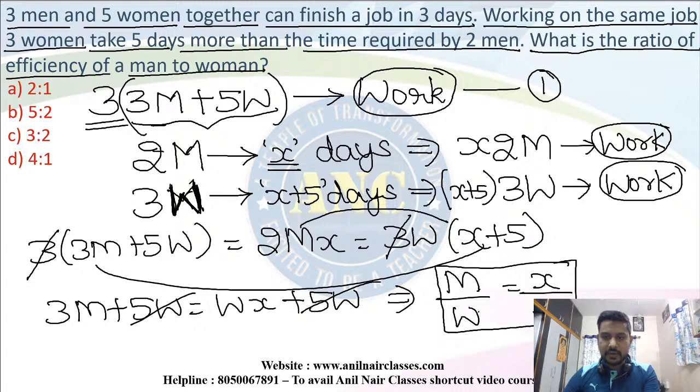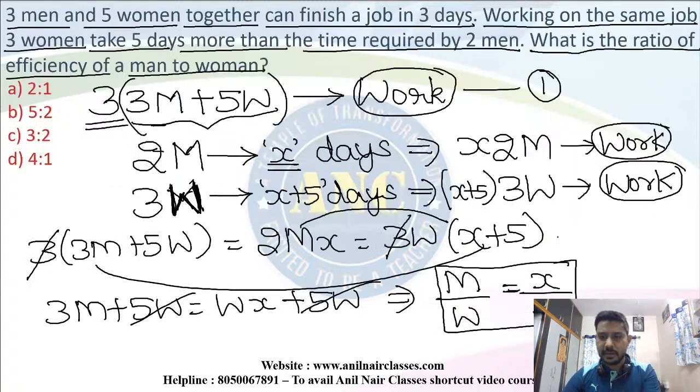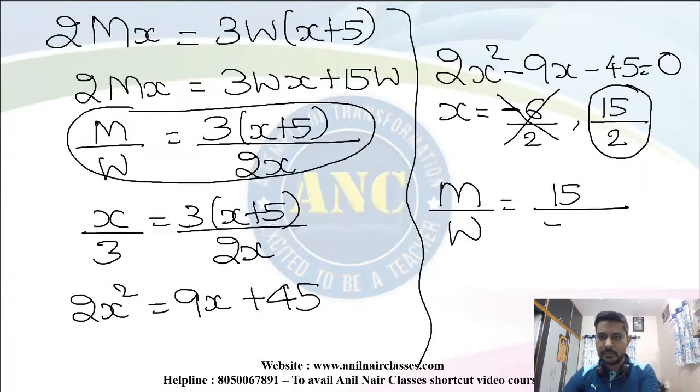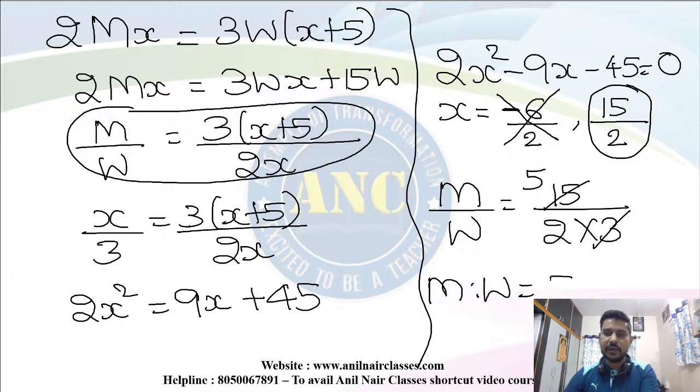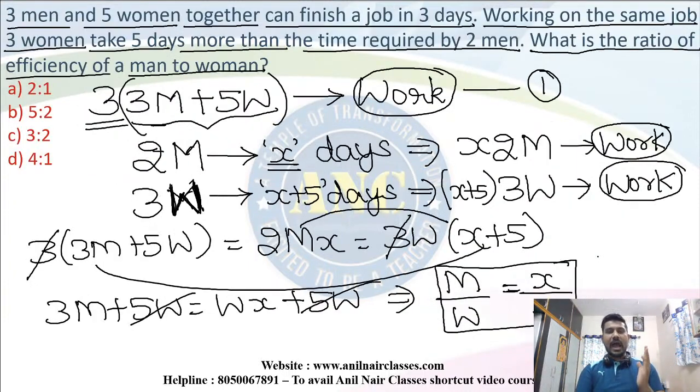So m divided by w is given as x by 3. Substitute back, m divided by w is x divided by 3. X is nothing but 15 by 2 whole thing divided by 3. 3 into 1, 3 into 5. So the final answer for this question is 5:2, right? But the only issue with this question is that there is a lot of simplification involved. You can see it. I have taken two screens entirely to solve this question, because this involves a lot of simplification to be solved, right?